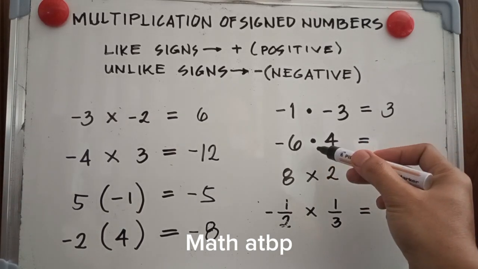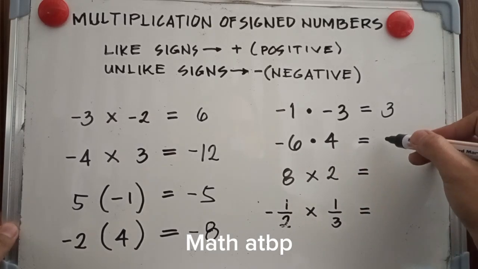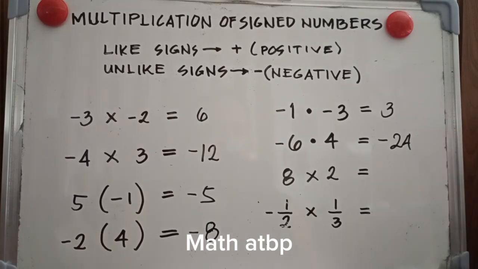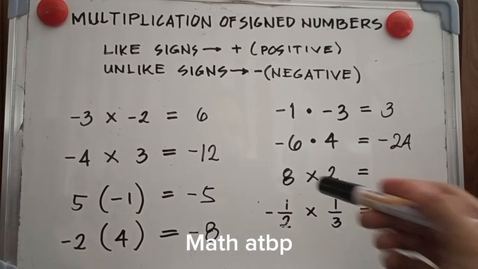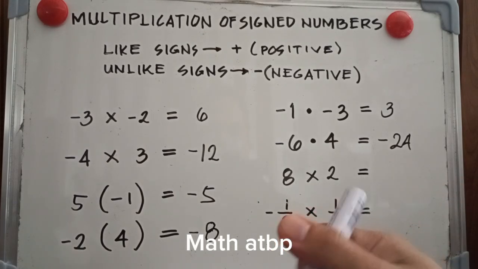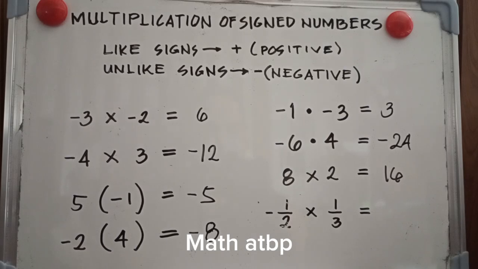Negative 6 times positive 4. Unlike signs, then the answer will be negative 24. 8 times 2. They are both positive, then the answer will be positive 16.